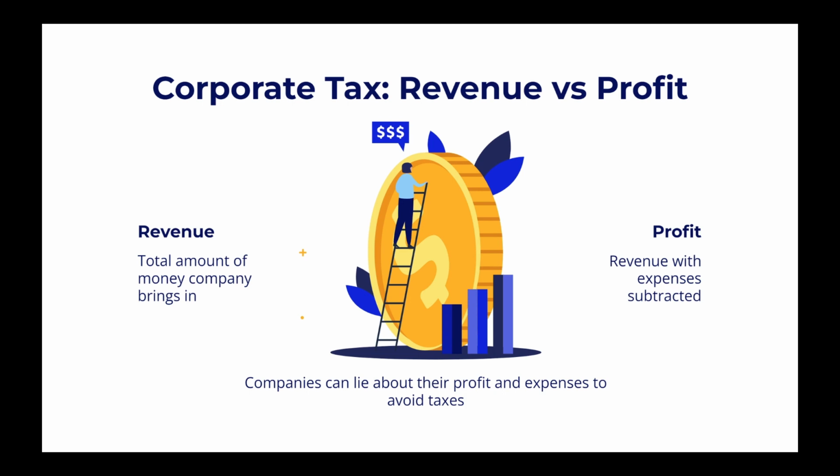In some cases, actually, technically, in a lot of cases, companies lie about their profit and expenses to avoid taxes. So instead of saying that they earn this much money, they normally say they earn less, so they can avoid paying more than they have to.